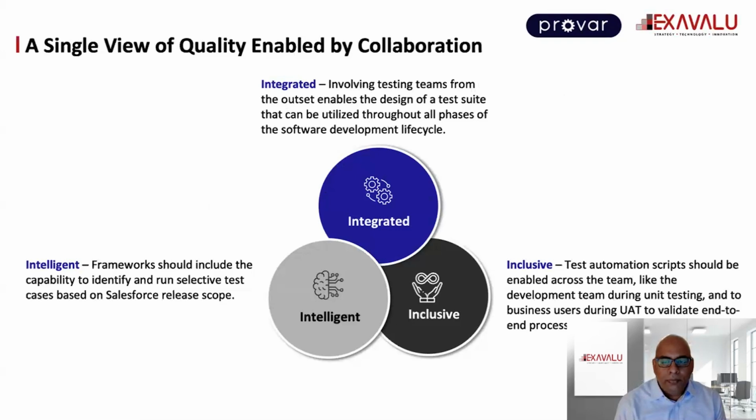And then inclusive, as I mentioned in the integrated point, the test script should be enabled across the team. The development team during unit testing should be able to use some of your automated tests. Business users during UAT should be able to use it for validating if you're caught up on the releases, and definitely during regression, as everybody immediately assumes. So integrated, intelligent, inclusive, the 3 I's you keep in mind when putting a framework together.